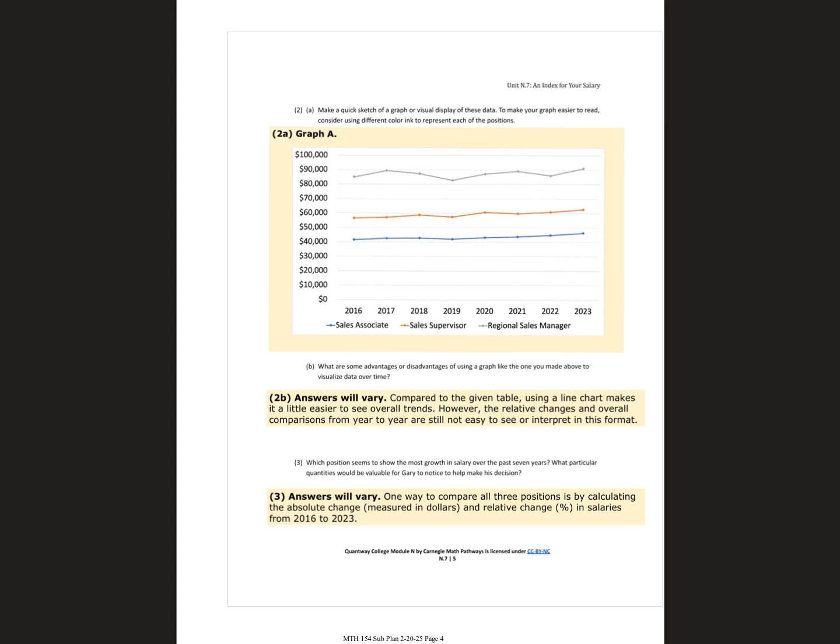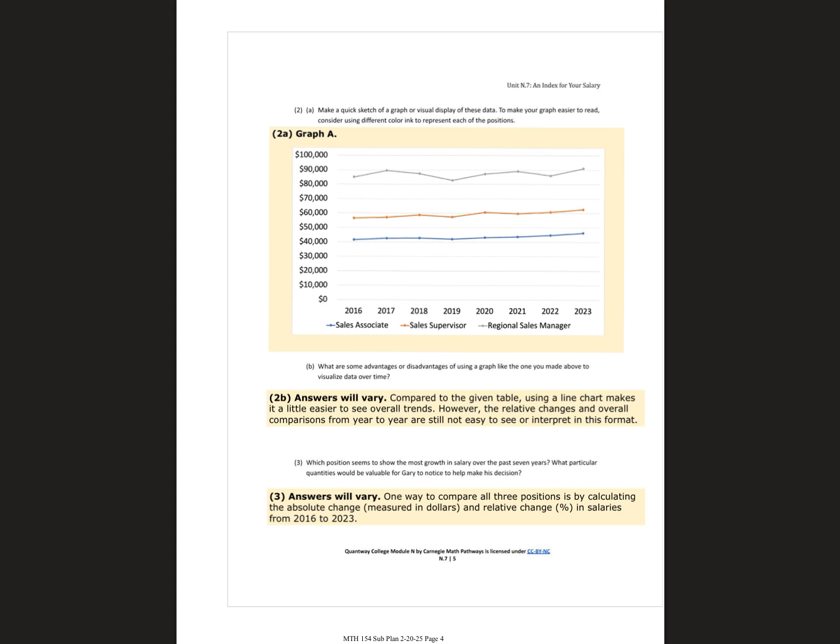Compared to the given table, using a line chart makes it a little easier to see these overall trends. So this is a line chart where you plot the data points and you can connect them because it's showing change over time. So it's continuous, which allows us to connect the dots. And this is called a line chart. And this definitely makes it easier for us to see what's happening over time versus the table that was given in question 1.